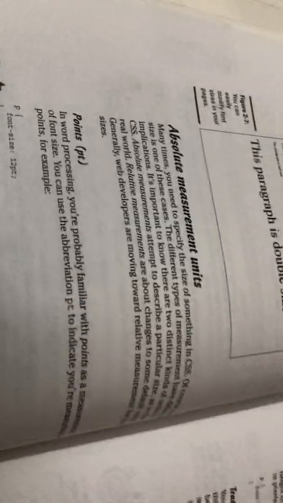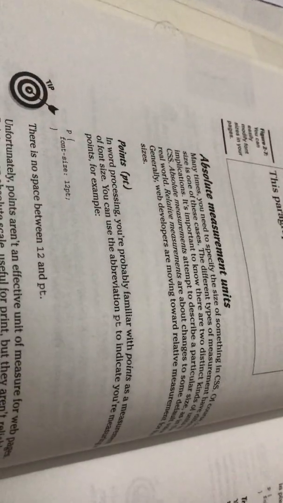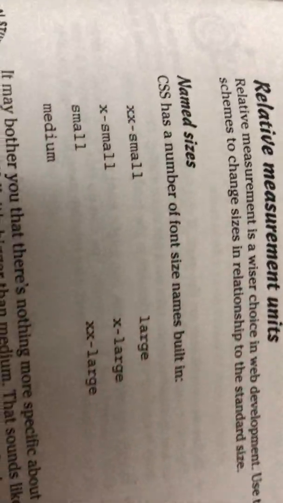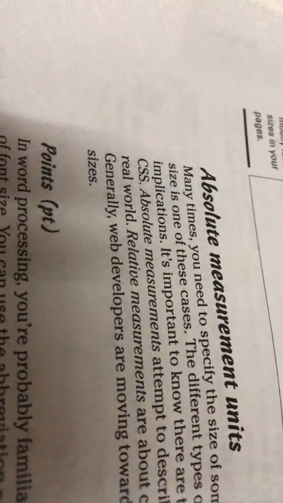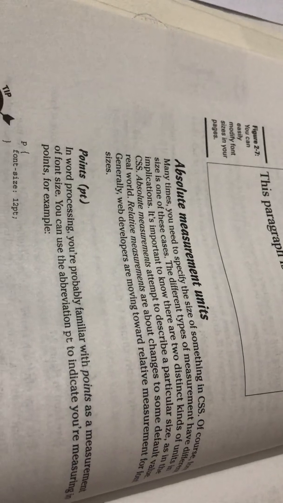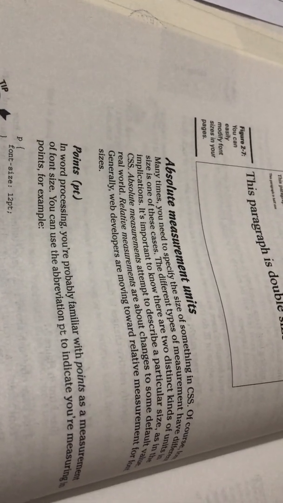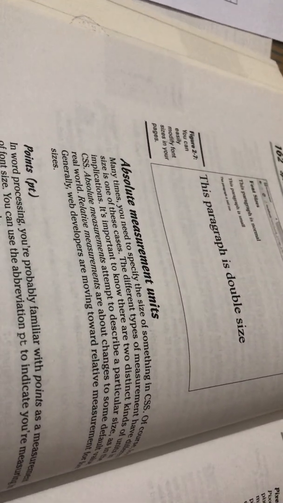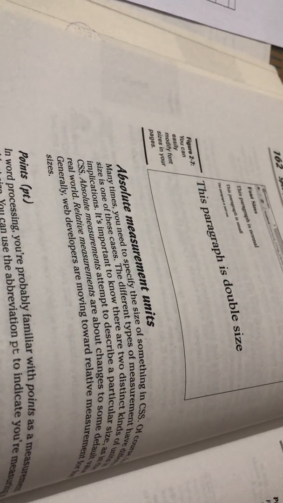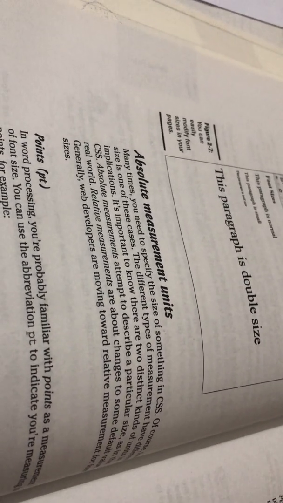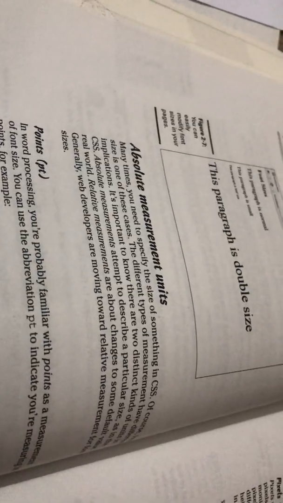So firstly, we come to the units of measurement. There are two types of units of measurement: the absolute measurement units and the relative measurement units. Coming to absolute measurement units first, they specify the size in absolute terms. That is, you say it's going to be 1 centimeter, 2 centimeters, 10 points, 10 pixels. These are absolute units of measurement, where we are specifying the size in actual measurement units. In relative measurement, we specify the size relative to the default size.